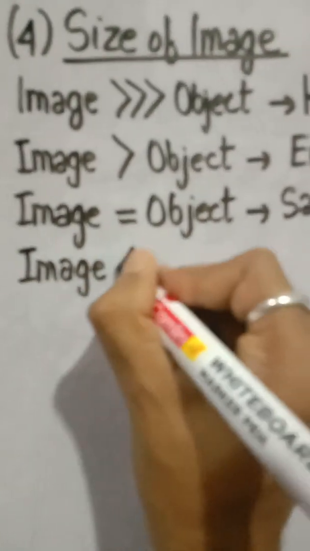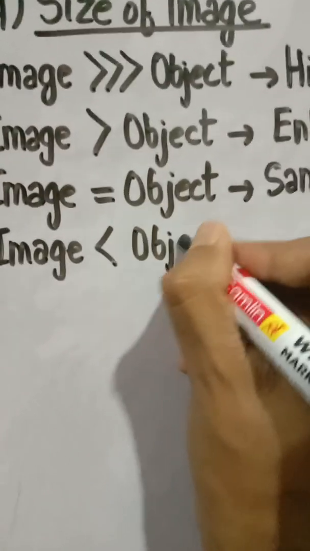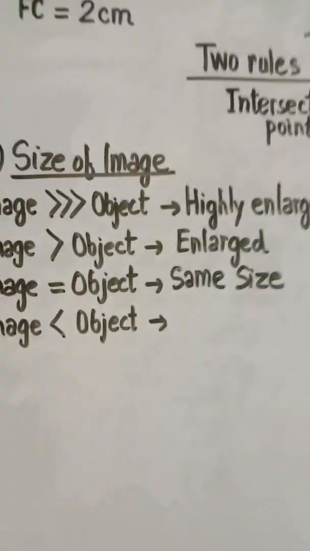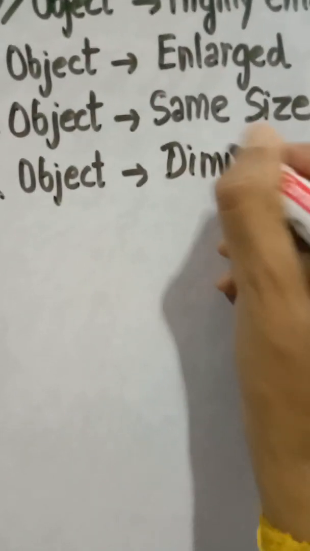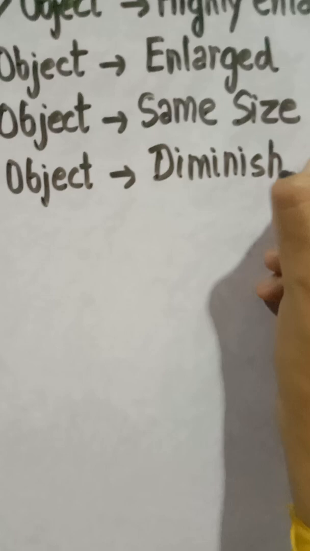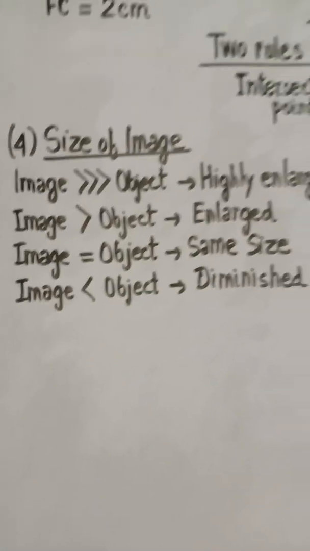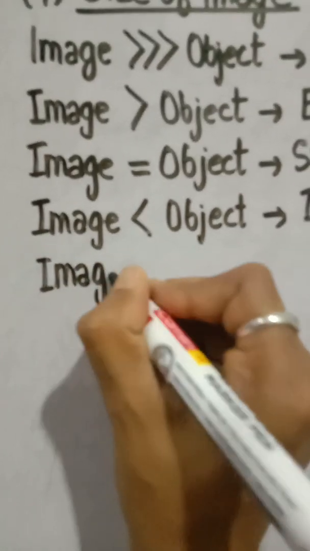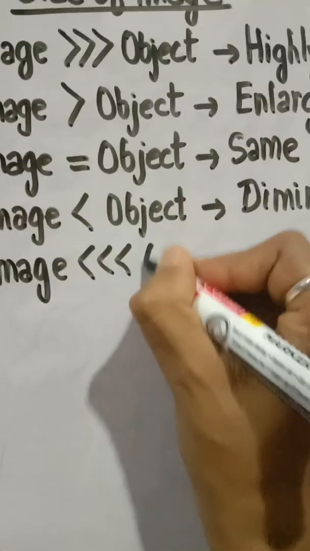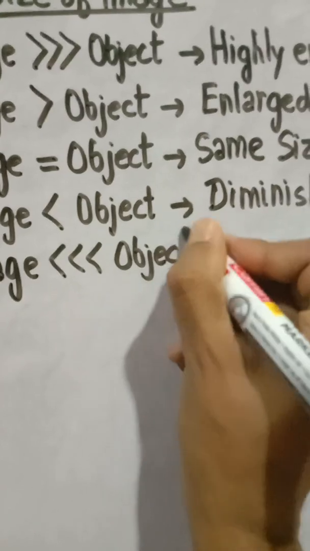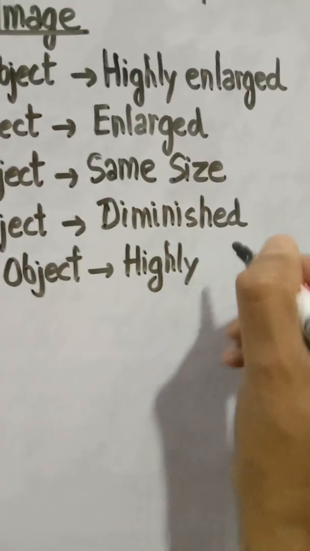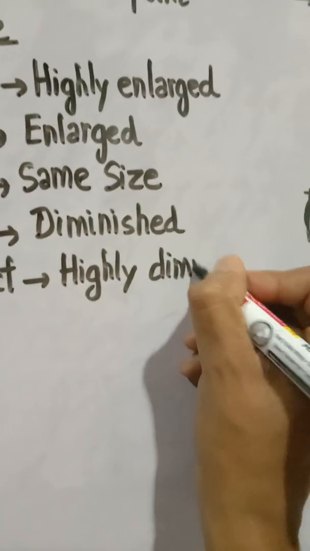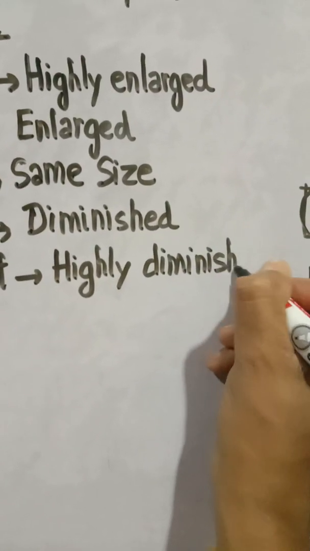Now, if the image is slightly smaller than the object, we call it diminished. Diminished means small. And finally, if the image is very, very small compared to the object, then we call it highly diminished. That means very small.